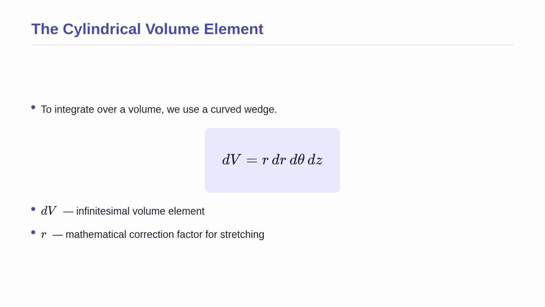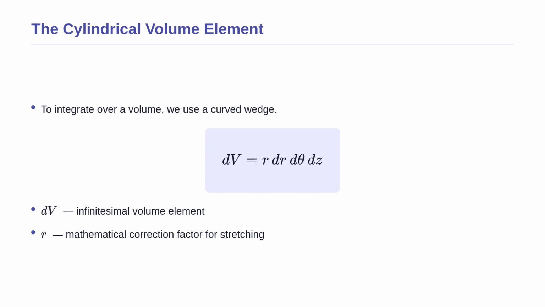Now that we have used the basic coordinates, let us understand how to calculate volumes. When we integrate to find volume, we chop space into tiny pieces called volume elements. In standard coordinates, this is just a tiny rectangular box. But in cylindrical coordinates, the box is actually a curved wedge. As you move further away from the center, meaning as the radius increases, the wedge gets wider and wider. To account for this stretching, we must multiply by a mathematical correction factor, which is simply the radius r.